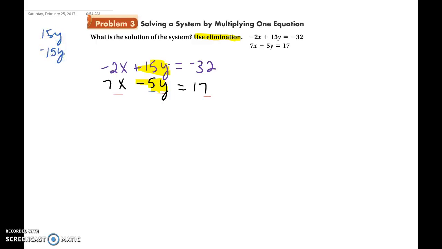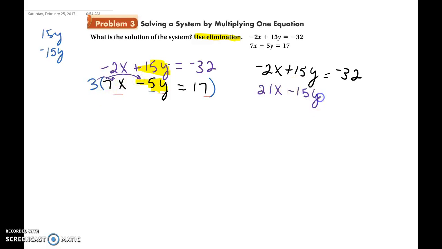So what we need to do in order to be able to do this is multiply the entire equation by 3, so that we're not changing the equation's value, but we're just rewriting it. All right, so we had the top one, negative 2x plus 15y is equal to negative 32. 3 times 7x is 21x. 3 times negative 5y is minus 15y. And 3 times 17 is then equal to 51.